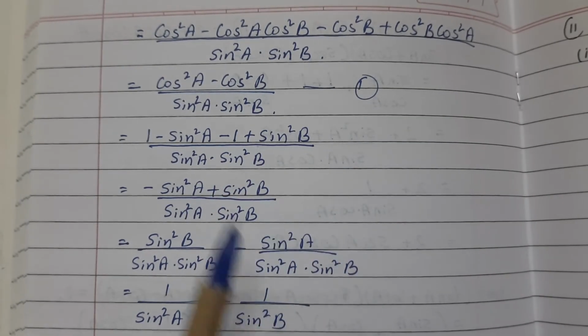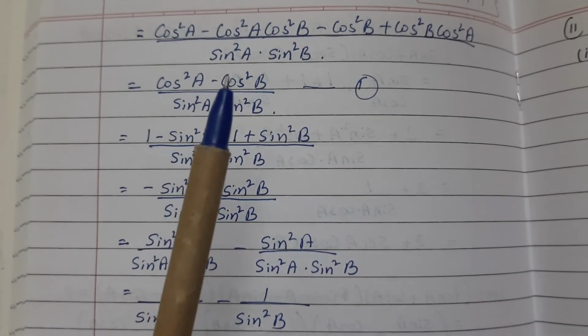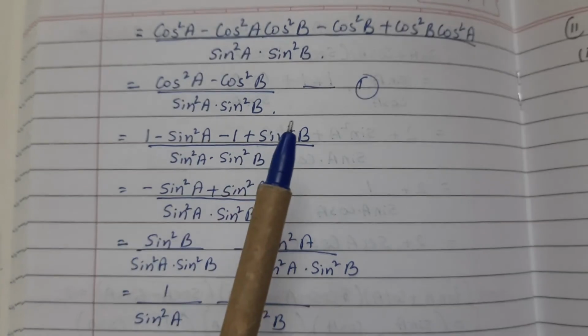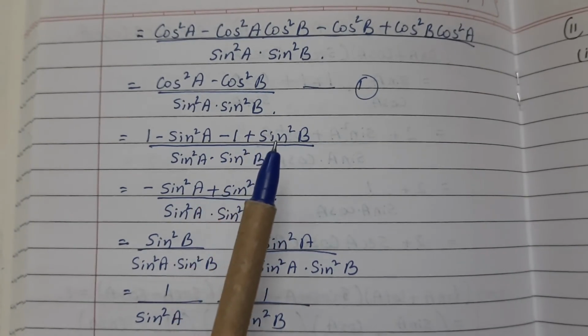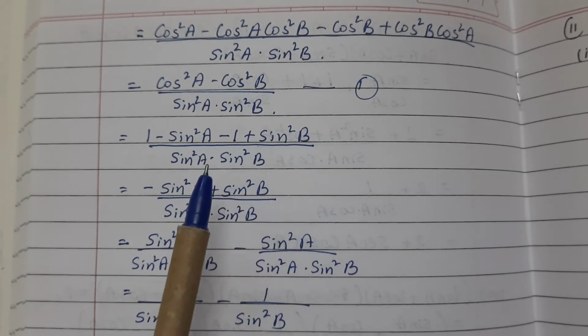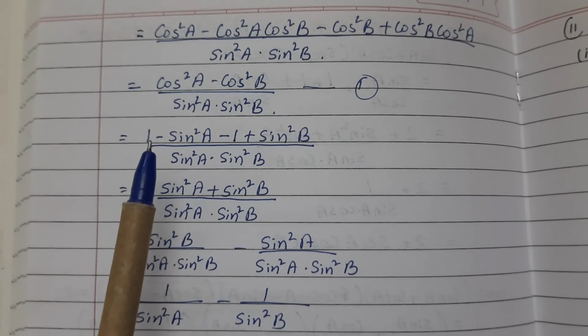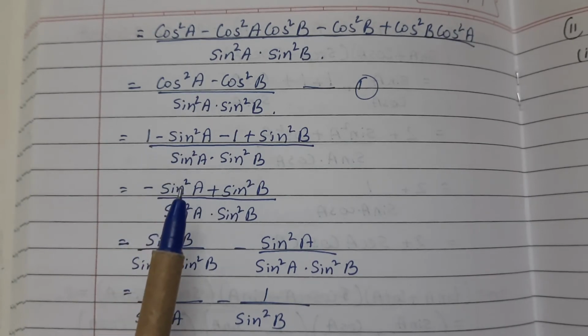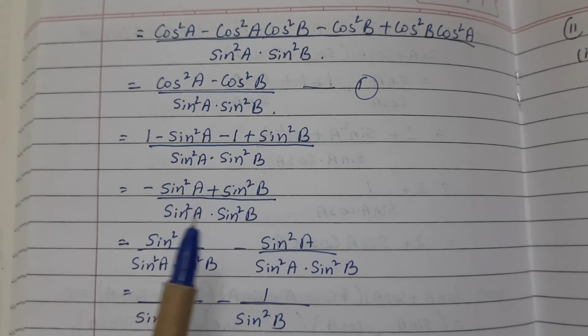Now for the second part, cos square A is 1 minus sin square A. Cos square B is 1 minus sin square B. Multiply by the minus sign: minus 1 plus sin square B upon sin square A into sin square B. Plus 1 and minus 1 is 0. What remains? Minus sin square A plus sin square B upon sin square A into sin square B.